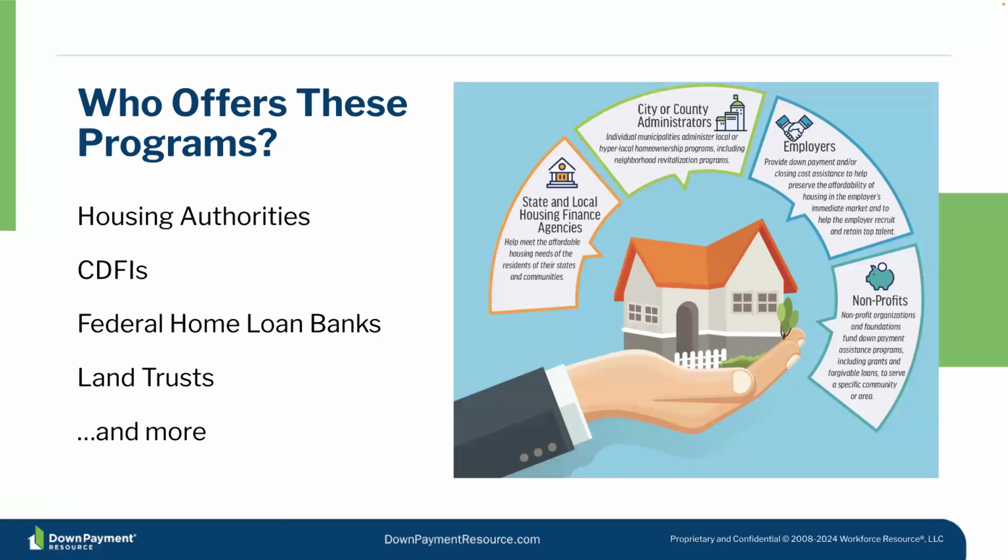So who funds and administers these programs? As mentioned, every state has at least one housing finance agency. City and county governments often have community or economic development departments or housing authorities. A number of nonprofits like NeighborWorks and Neighborhood Housing Services and others operate in markets across the country with themselves having varying programs. Many employers like municipal governments, hospitals, and universities also offer their employees down payment assistance.